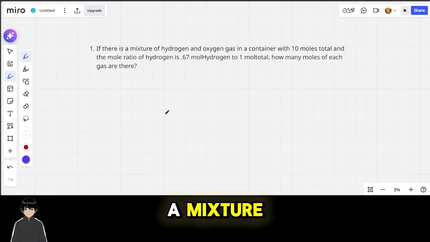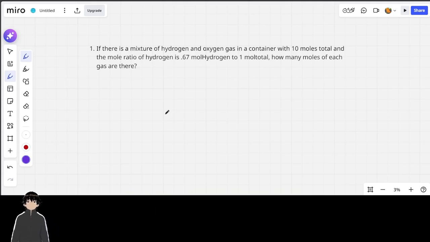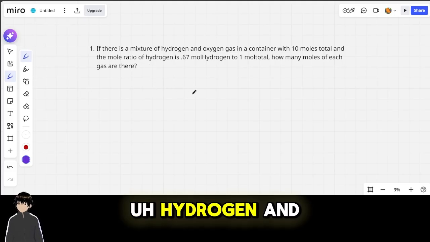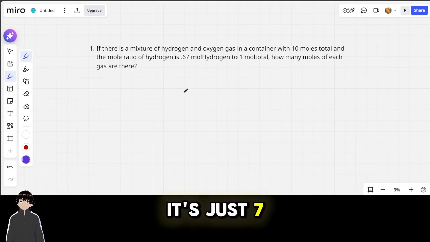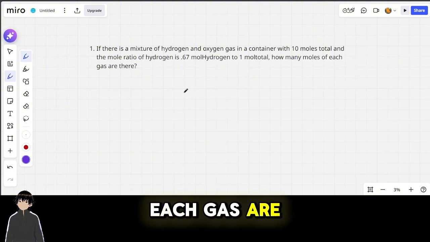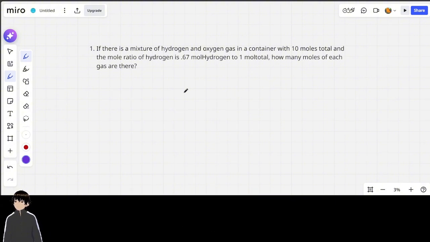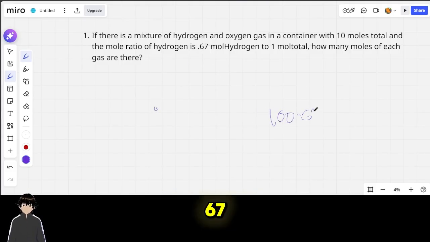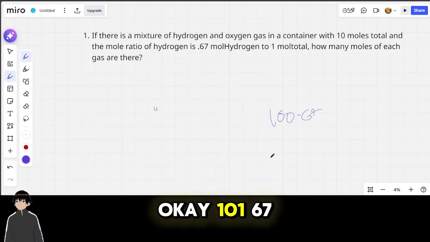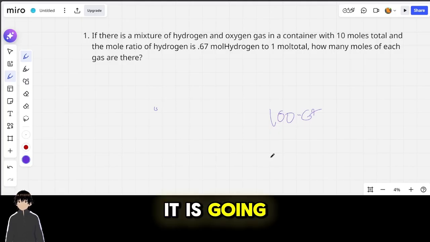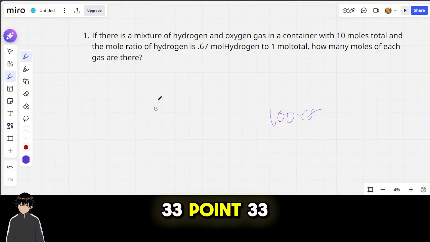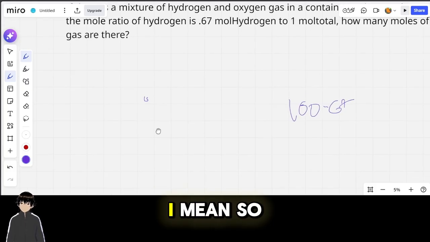If there's a mixture of hydrogen and oxygen gas containing 10 moles total, the mole ratio of hydrogen and oxygen is 67 mole percent for the hydrogen, then there's obviously going to be 100 minus 67. Okay, 100 minus 67. This is going to be 33.33 oxygen.